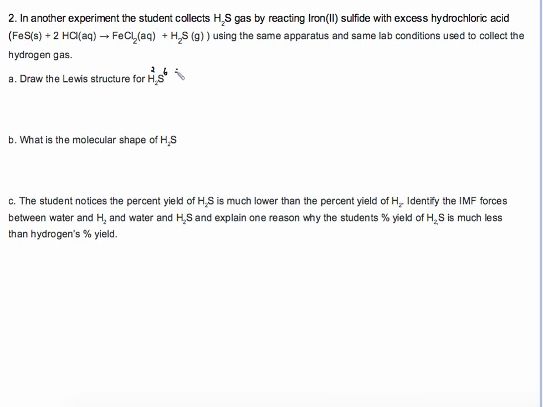Okay, so add up the valence electrons: 6 plus 2, that's 8 electrons. Our picture needs to show 8. Sulfur in the middle, hydrogen, hydrogen. Okay, then we'll add our lone pairs: 2, 4, 6, 8. That's the Lewis structure. What is the molecular shape of H2S? Well, it's going to be bent.